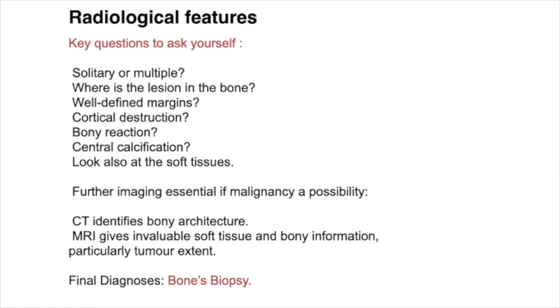But the problem is a bone biopsy is delayed a minimum of 3 weeks for the result. Okay, so it's a long time. So you have to act quickly. If the lesion is likely to be malignant, you have to act quickly in this regard.